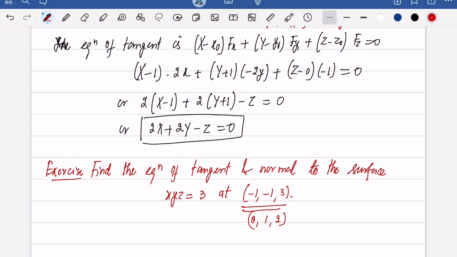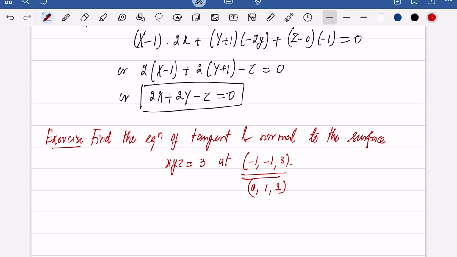Now as this point (0, 1, 2) does not lie on the surface, there is no point in finding the equation of a tangent or a normal at this point. And in this case, when we are given an MCQ, we will just find the option which says none of the above, and that will be our answer.